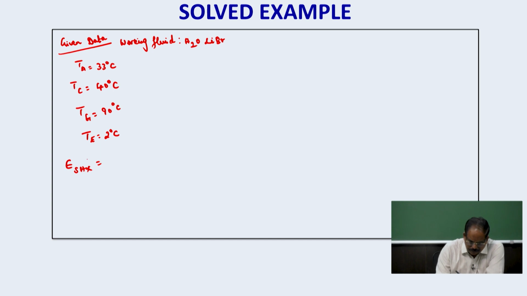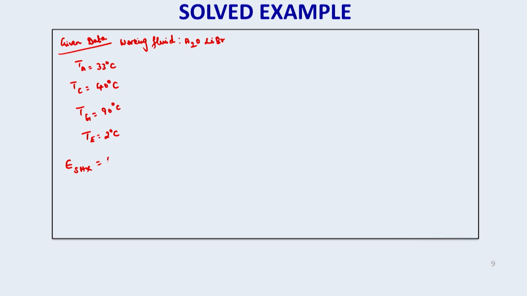Effectiveness of the solution heat exchanger is given as 65%, which is equal to 0.65. And the mass flow rate of the weak solution is equal to 0.05 kg per second. So these are all the given data. We need to find out the COP of the system. So 4 temperatures are given, that is the temperature of absorber, generator, condenser, and evaporator. Using the evaporator temperature and the condenser temperature, we can find the low pressure and the high pressure, that is the evaporator pressure and condenser pressure.